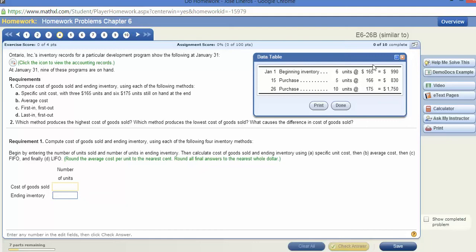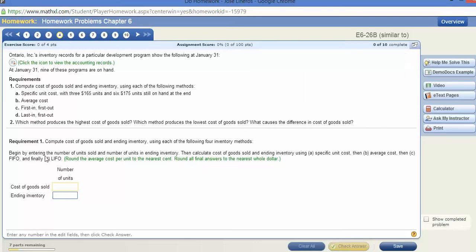We're given the problem. Let's read the problem carefully first. Compute cost of goods sold using each of the following four inventory methods. Notice, begin by entering the number of units sold. So pay close attention to what it's asking you for, units sold, and then the number of units in ending inventory. And then calculate cost of goods sold and ending inventory using these four methods. Let's just talk about the first method right now.